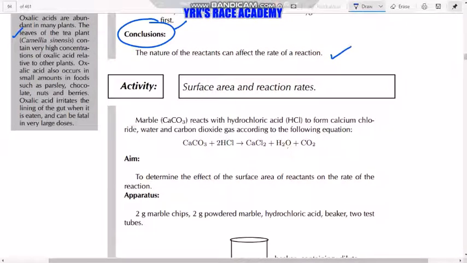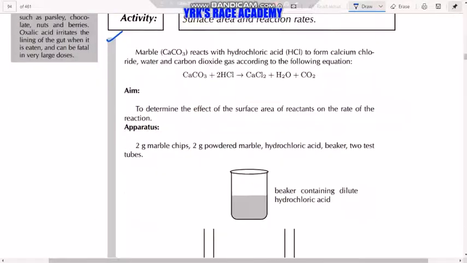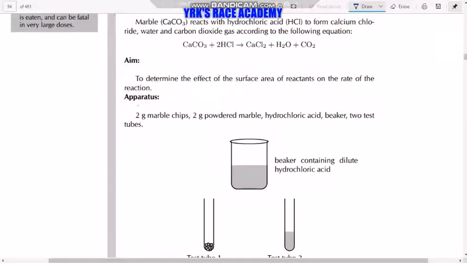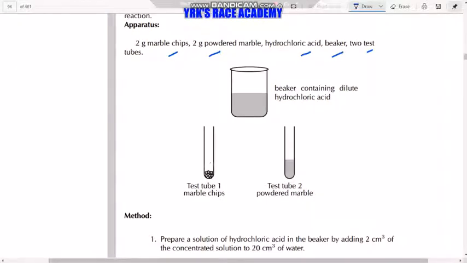Now, one more activity we will see: surface area and reaction rates. When marble, calcium carbonate, reacts with hydrochloric acid, carbon dioxide is evolved. The aim of this experiment is to determine the effect of the surface area of reactants on the rate of reaction. We take 2 grams of marble chips, 2 grams of powdered marble, hydrochloric acid, a beaker and 2 test tubes. In one test tube we take marble chips and in the other powdered marble, so you understand the surface area difference in the two substances.